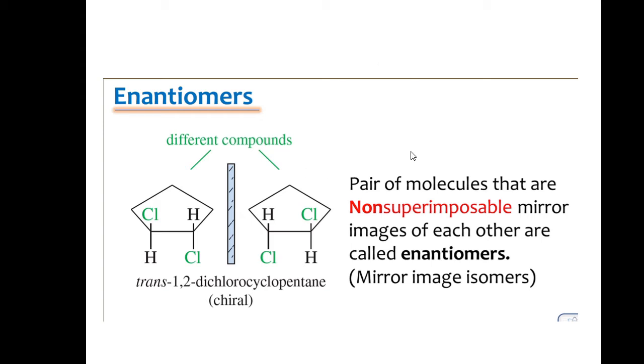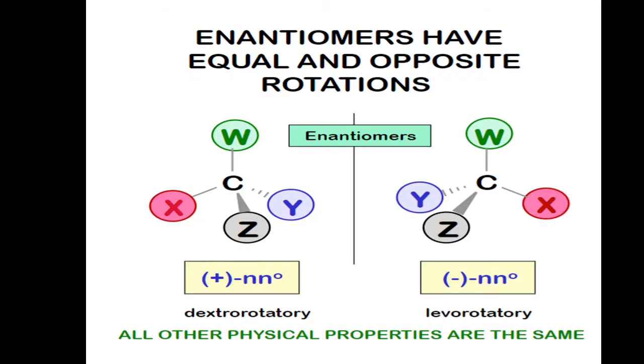In the case of trans molecules, such a pair of molecules that are non-superimposable mirror images of each other are called enantiomers. So these two molecules are known as enantiomers or mirror image isomers. Their molecular formula is the same, the structural formula is the same, but the only difference is they show different properties towards plane polarized light. That means enantiomers have equal and opposite rotation towards plane polarized light.